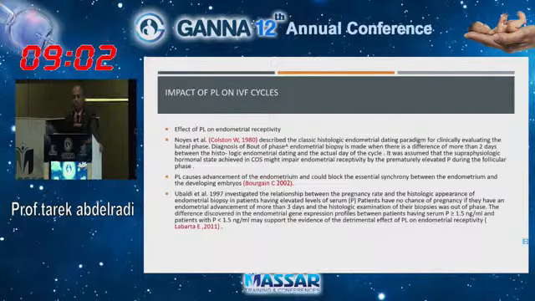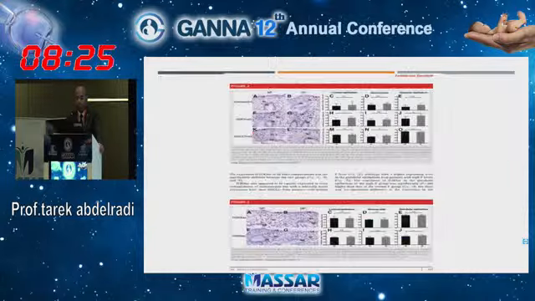It was assumed that the supraphysiological hormone status achieved in controlled ovarian stimulation might impair endometrial receptivity by prematurely elevated progesterone during the follicular phase. Premature luteinization causes advancement of the endometrium and could block the essential synchrony between the endometrium and the developing embryos. And this looks the key answer of the effect of premature luteinization on the endometrium. It makes the endometrium advanced and it becomes out of synchronization with the embryos. And this is a histological picture of the evaluation of the endometrial dating.